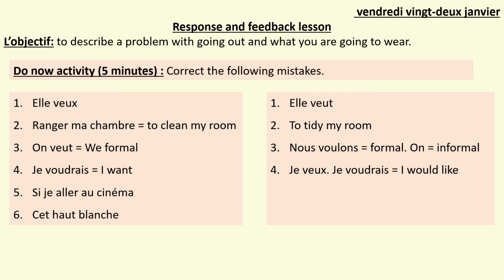5. What's wrong with si je allais au cinéma? Well, you need to conjugate the verb aller, and you need to therefore make it je vais, V-A-I-S, si je vais au cinéma. And then finally, cette eau blanche.